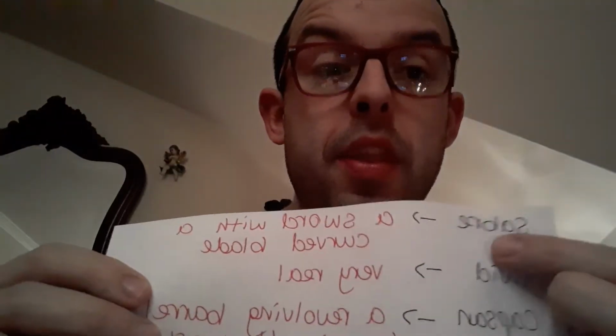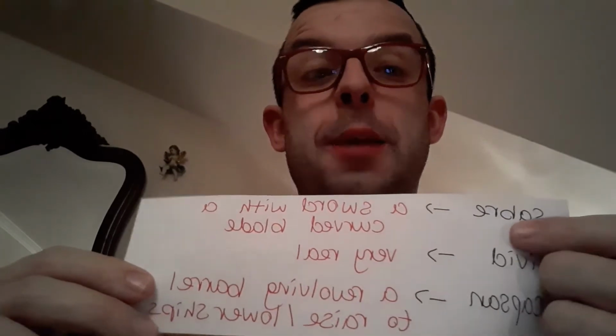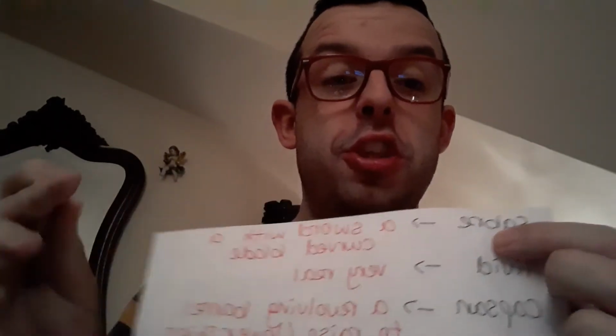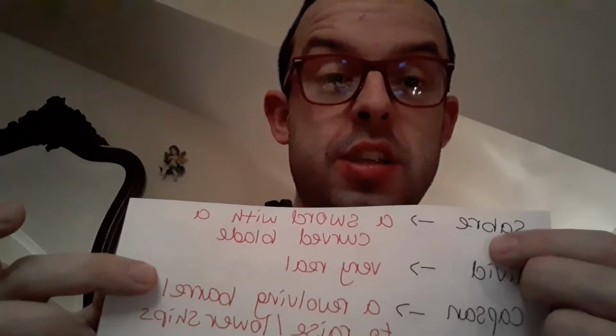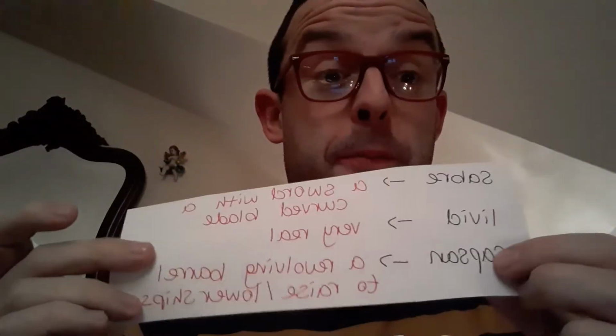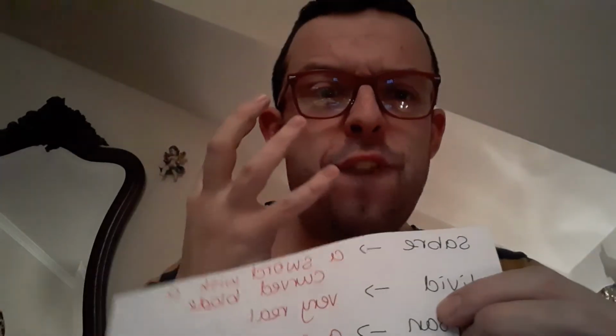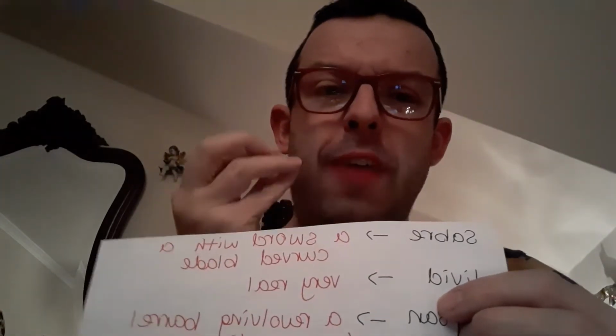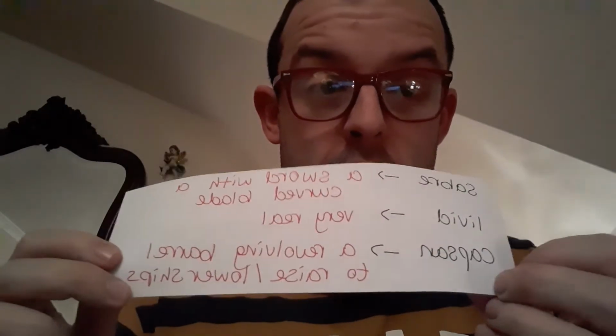A sabre. Now, you might be familiar with saber-toothed tiger, a saber-tooth, which is a sword with a curved edge. A sword with a curved edge is a sabre. Livid, very real, or sometimes very angry, livid. Okay? A capstan is a revolving barrel that brings a ship, a boat, up or down.